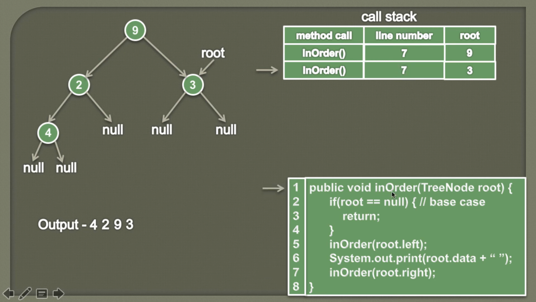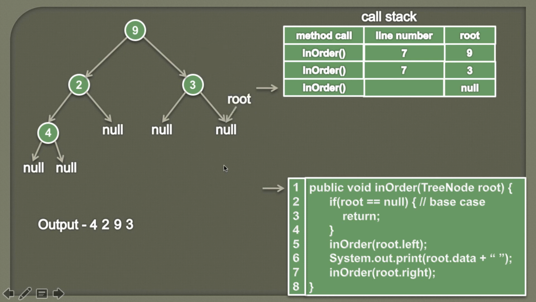So when the point of execution reaches the inOrder method, root is null. So there will be one more method on the stack with root as null. So now root will point to null. And we'll start executing this method. So in the first step, we'll check whether root is equal to null or not. Currently root is equal to null. Therefore we'll simply return from this method.